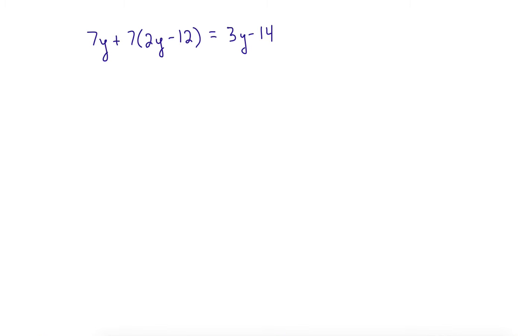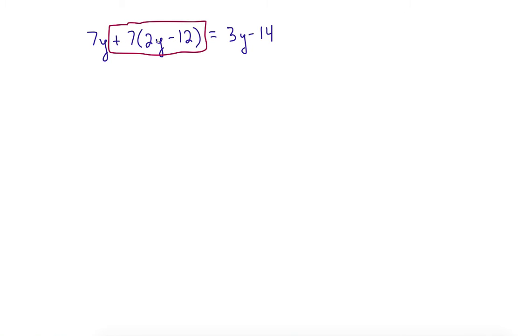So the first thing I want to do when presented with this equation right here, which is 7y plus 7 times 2y minus 12 equals 3y minus 14, is get rid of these parentheses. So I'm going to take this part right here. Now I'm putting a box around the plus sign because it's important to know that the plus sign is also a positive sign and this minus sign is also a negative sign.